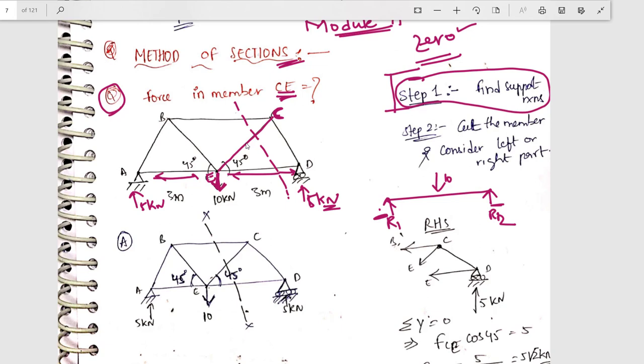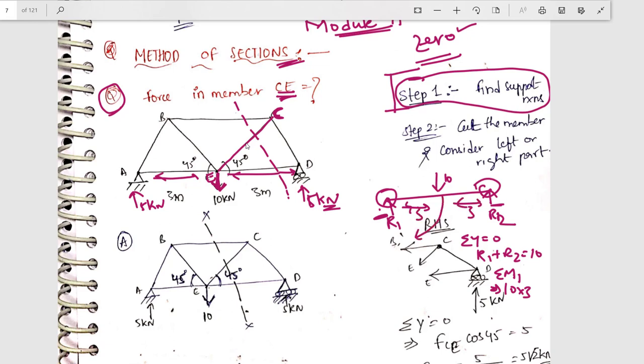So what will I be getting? I have 3 equations: sigma x is equal to 0, sigma y is equal to 0, sigma m is equal to 0. Let me use sigma y is equal to 0. What will I be getting? R1 plus R2 is equal to 10 kilonewton. If I use sigma m, I can use sigma m at this end or I can use it at the second end also. Let me use the first end. What will I be getting? 10 into 3. If this is 3 meters and this is also 3 meters, right?